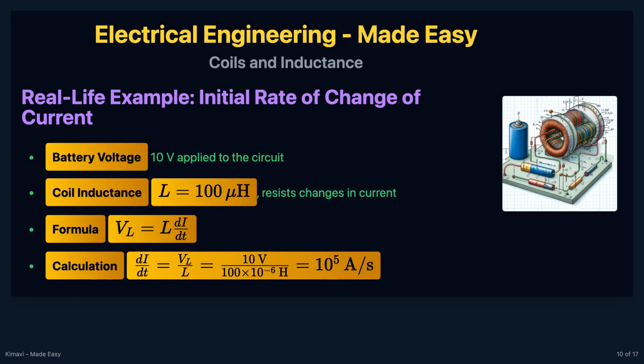If a 10-volt battery is connected to a 100 microhenry coil, the initial rate of change of current can be calculated as di/dt equals V_L divided by L, which equals 10 divided by 100 times 10 to the power of -6, resulting in 10 to the power of 5 amperes per second.